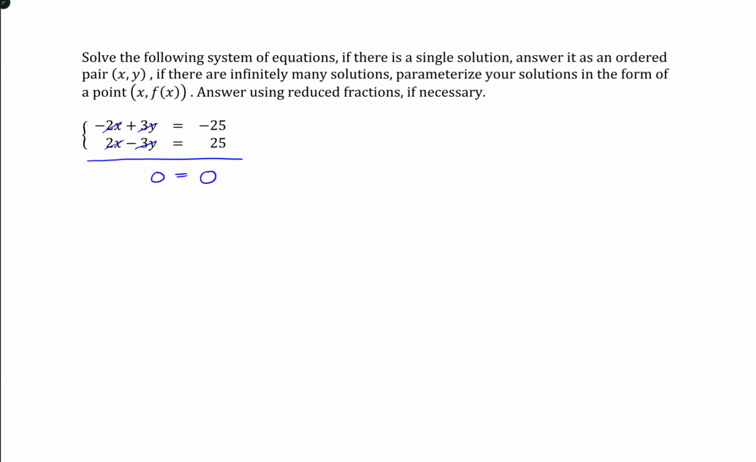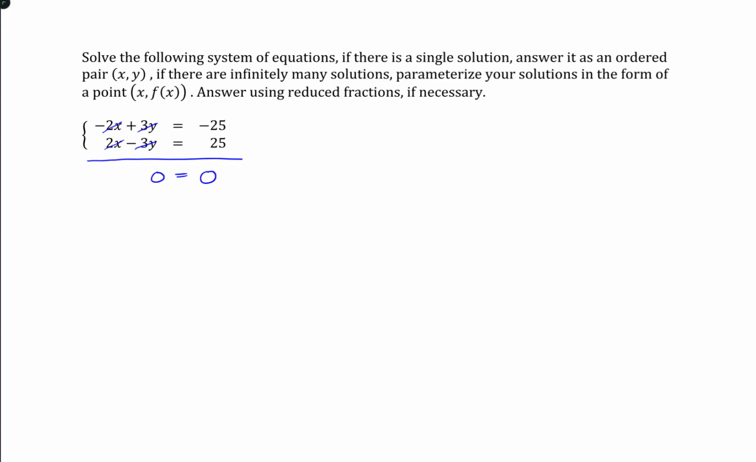But what's happening is we have two lines that are mapping the exact same set of points. So they're effectively intersecting at every single xy coordinate pair that exists. So how do we express that? The way that we express that is by parameterizing our solutions. And it's a fairly straightforward process.